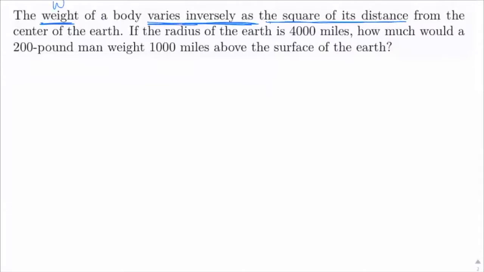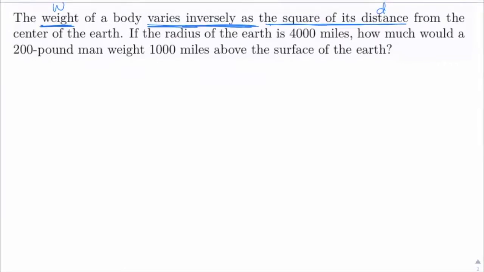So the weight, I'm going to go ahead and use W, and the distance, I'll go ahead and use D, and varies inversely. That tells us that we want to use the equation W equals K times 1 over. Now be careful here. You might think to just write D here, but notice it says the square of the distance. So the square of the distance, that's D squared. Okay, so W equals K times 1 over D squared.